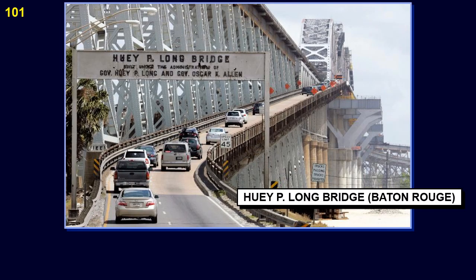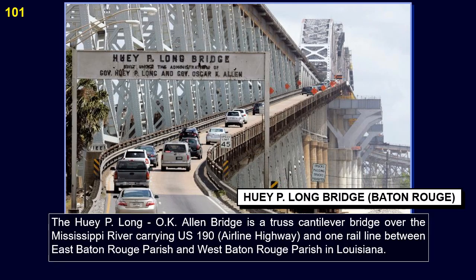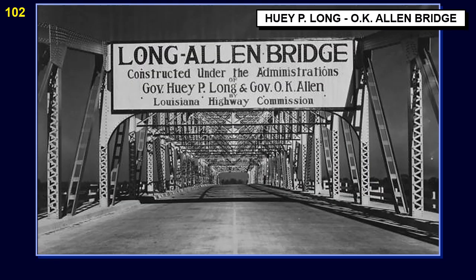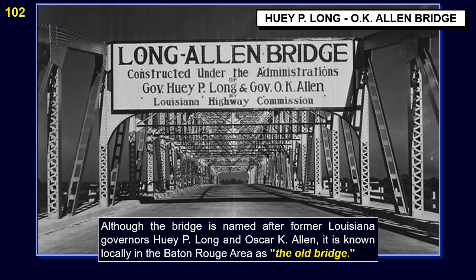The Huey P. Long, Oscar K. Allen Bridge is a truss cantilever bridge over the Mississippi River carrying U.S. 190 Airline Highway and one rail line between East Baton Rouge Parish and West Baton Rouge Parish in Louisiana. Although the bridge is named after former Louisiana governors Huey P. Long and Oscar K. Allen, it is known locally in the Baton Rouge area as the Old Bridge.